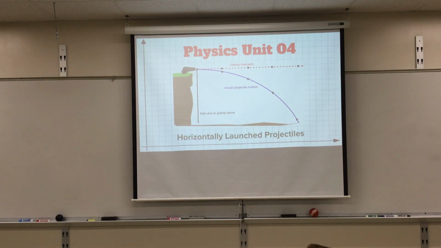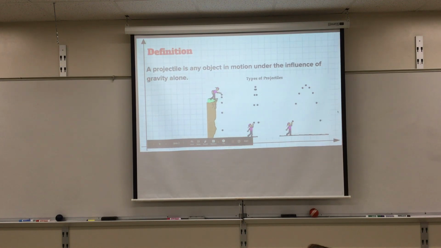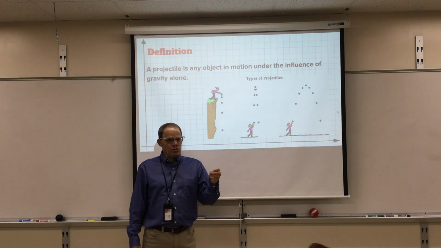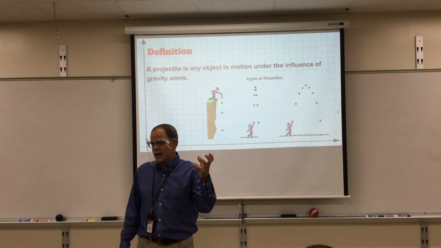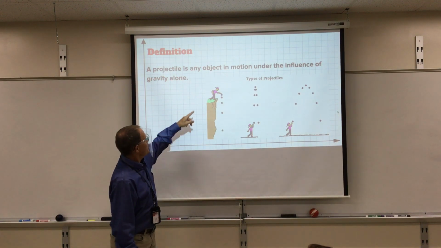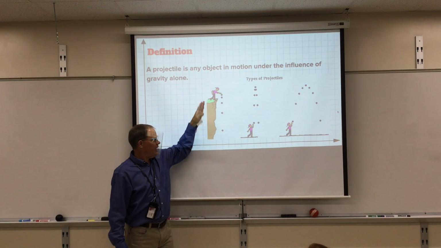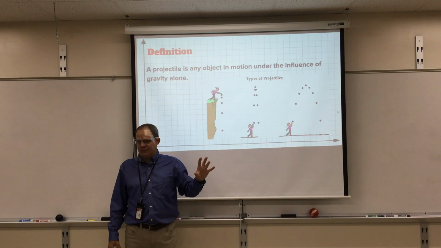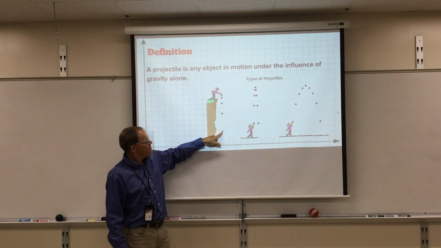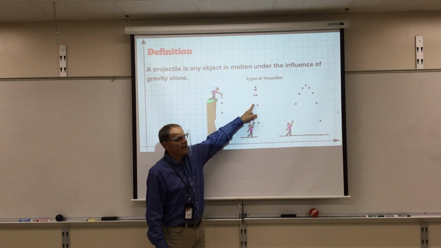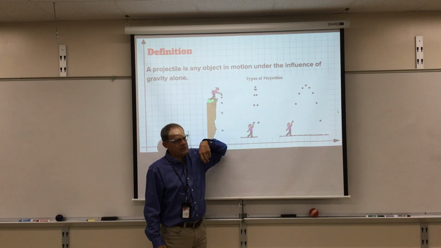So let me kind of introduce it by talking about what a projectile is. Any object which is in motion and the only force on it is gravity, we say that object is a projectile. Okay? So if you take a ball and you drop it, after it leaves your hand, before it hits the ground, gravity is the only force on it. So we're ignoring air resistance. And if that's true, then it's a projectile. If I chuck it up, once I let it go, even though it's moving up, gravity is the only force on it, it's a projectile.